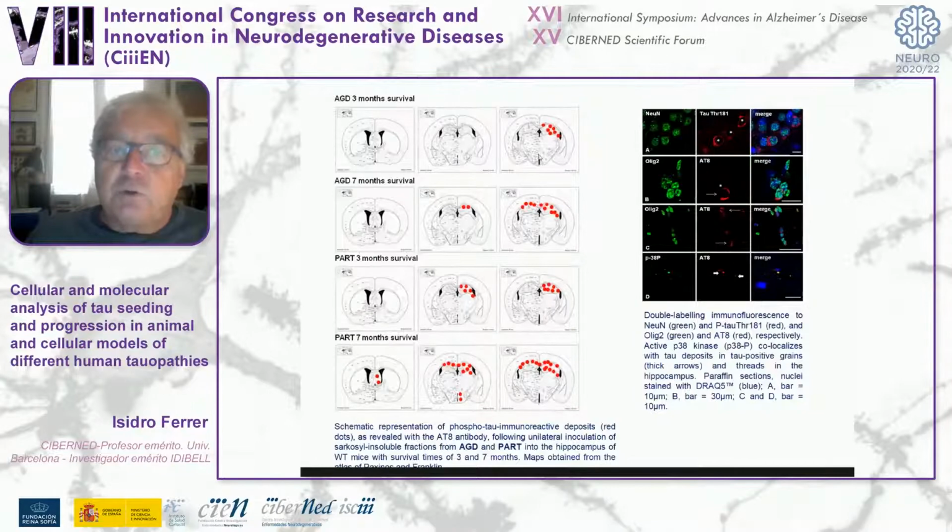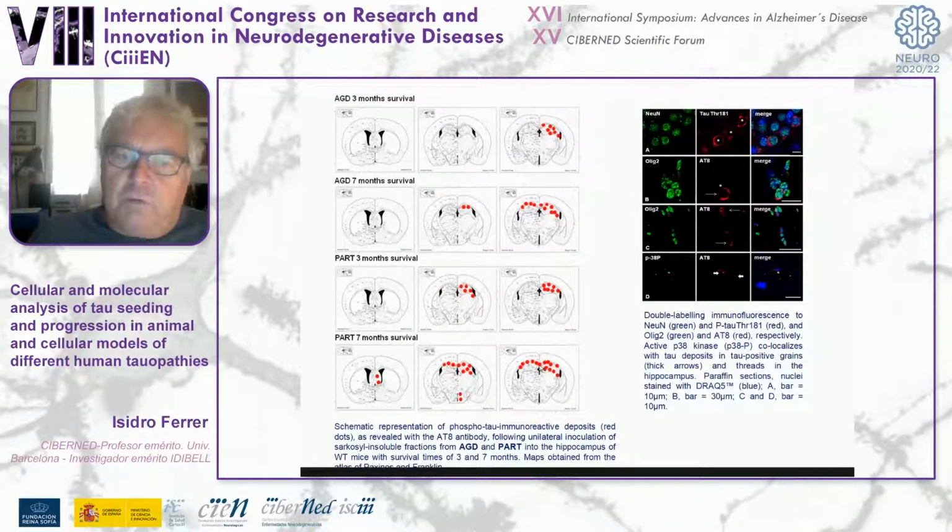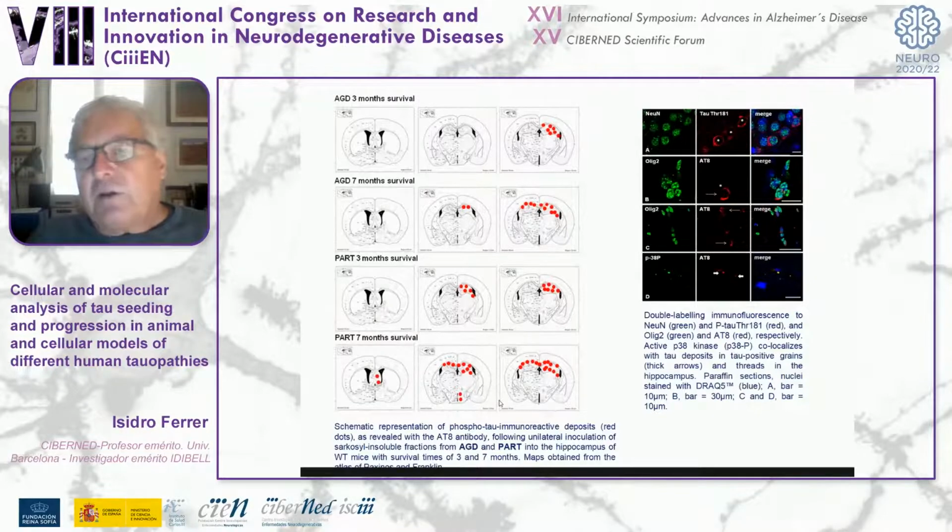Here is the distribution to show the localization and distribution through time following 3 months of survival or 7 months of survival. And here is the same. This is AGD, this is PART, and you can see that the pattern is more or less similar. And with time, the tau spreads to the contralateral side. So it's very clear that this is an active process.